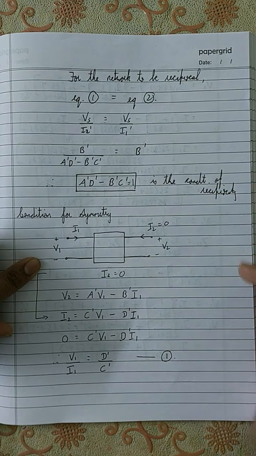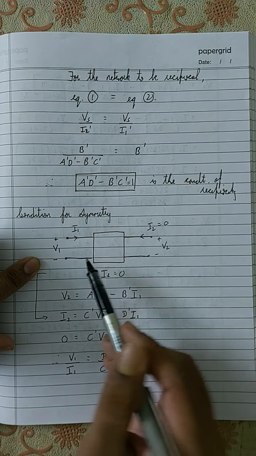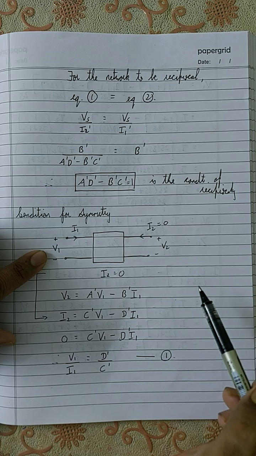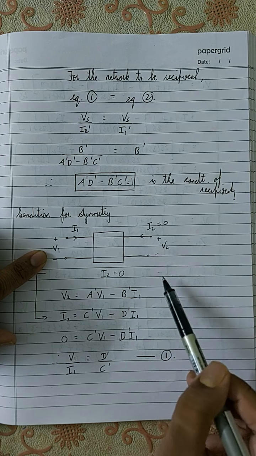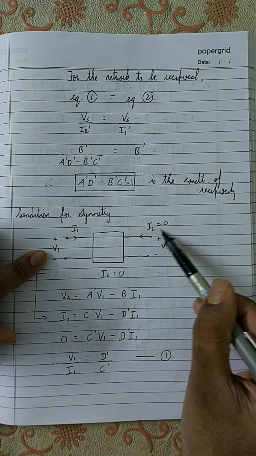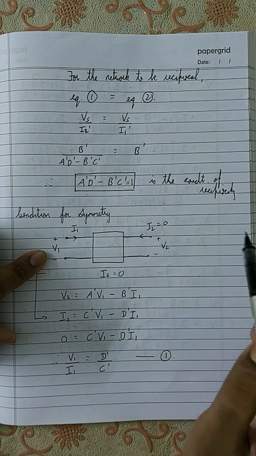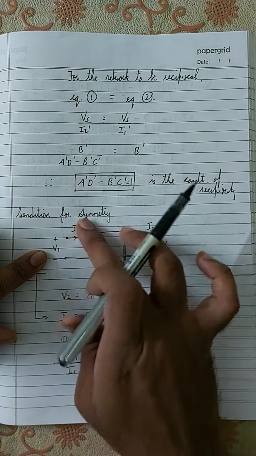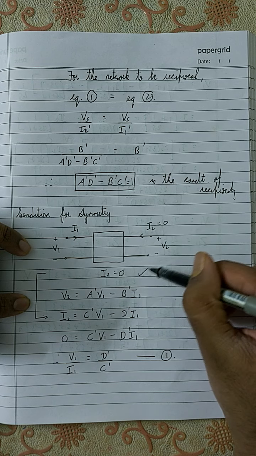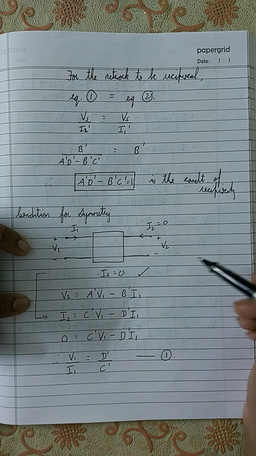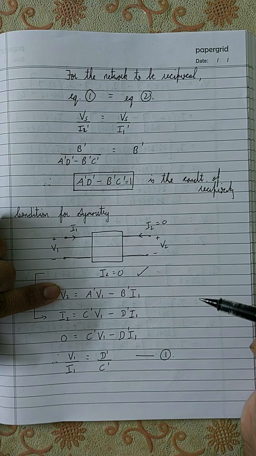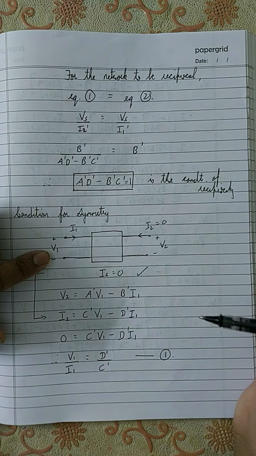Here, if you can see this port, I'm trying to find the ratio V1 by I1 by keeping port 2 open. Port 2 open means no current will flow because the port is open, so the current I2 is equal to 0. There is no other change except that I2 is equal to 0. The rest of the parameters will exist as they are. This is the only condition you need to apply. So just apply this condition to your inverse transmission parameter equation, that is this equation over here, and then try to find the equation for V1 by I1.